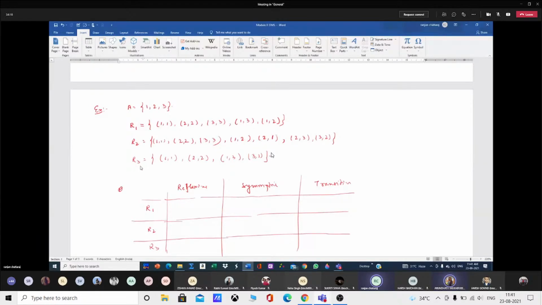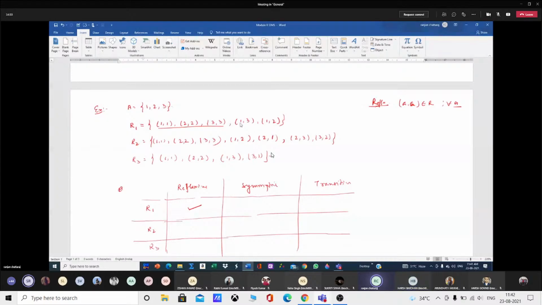R1 is reflexive, because (1,1), (2,2), (3,3) are present, meaning (a,a) must belong to R for all a. So (1,1), (2,2), (3,3) are all present, so it is reflexive. Symmetric: if (1,3) is there, is (3,1) here? No. So it is not symmetric. Transitive?